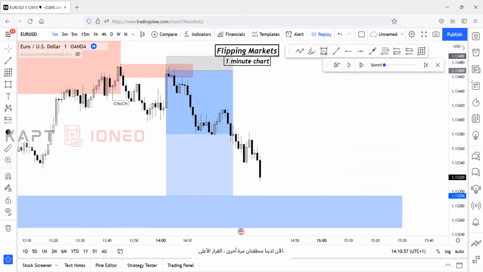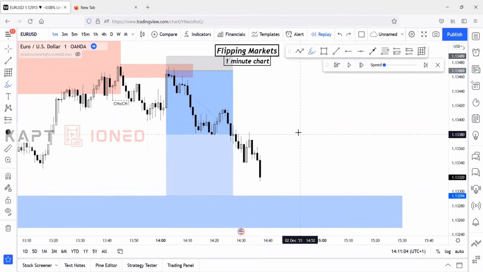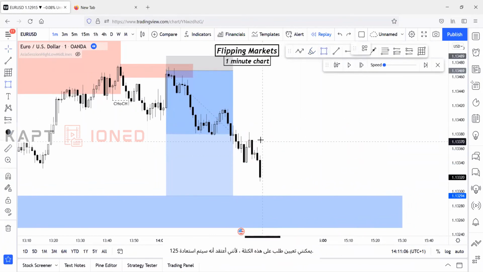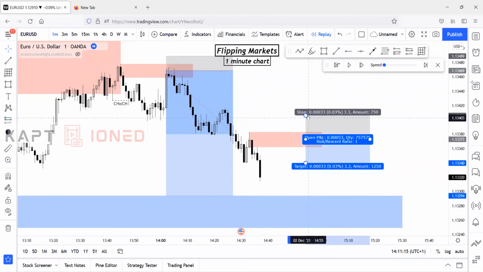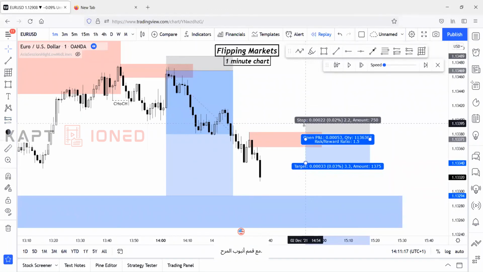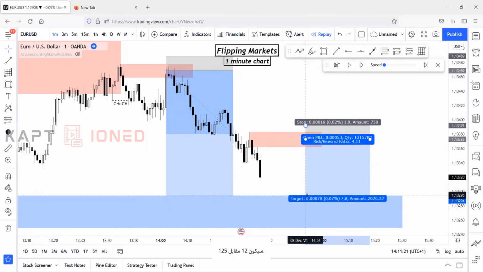Okay, now we have two zones again, the upper extreme one and the lower decisional one right here. I could set an order on this block because I believe it will be 1 to 5 risk reward with a 2-pip stop loss. Let's see. It will be 1 to 4 with 1 to 5.